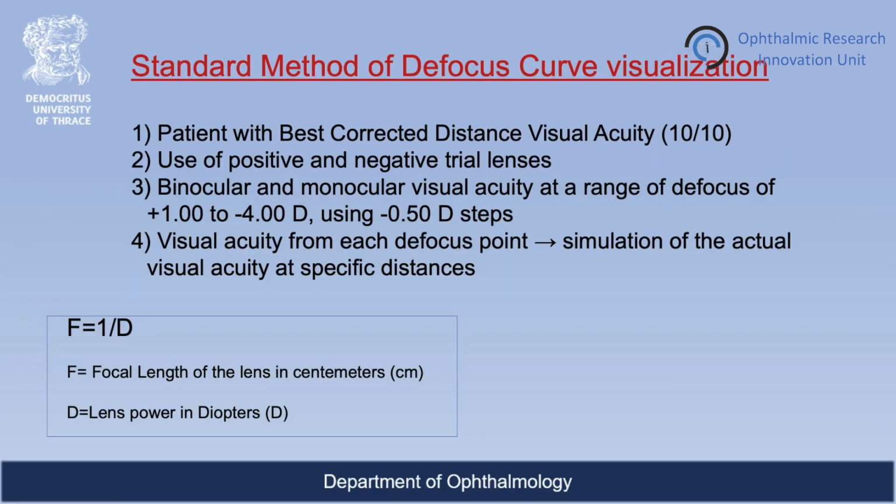To apply the defocus curves method, the patient is corrected for distance visual acuity of 10 out of 10. For this method, we use positive and negative power trial lenses. The lenses are used for measuring binocular and monocular visual acuity at a range of defocus of +1 to -4 diopters, using -0.5 diopter steps. The visual acuity resulting from each defocus point simulates the actual visual acuity at the specific distances, taking into account the basic formula used in optics, in which f equals 1 over d, where f is the focal length of the lens in centimeters, and d is the power of the lens in diopters.